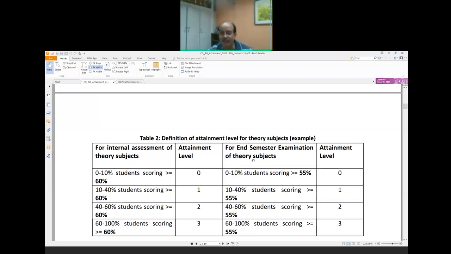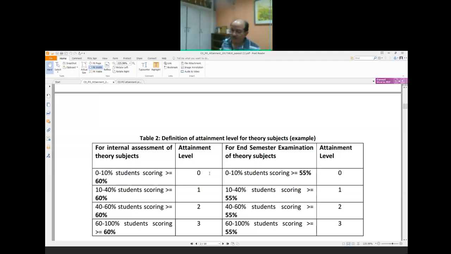And then for the end semester examination, in case of the theory subject for the end term, in case only 10% of the students score 55%, I say it's 0. Again, for 10 to 40%, I say it's 1. For 40 to 60, I say 2. And 60 to 100, I say 3. So this is what I have to define as my attainment level for my various programs. It can be institute level also, or it can be department level.